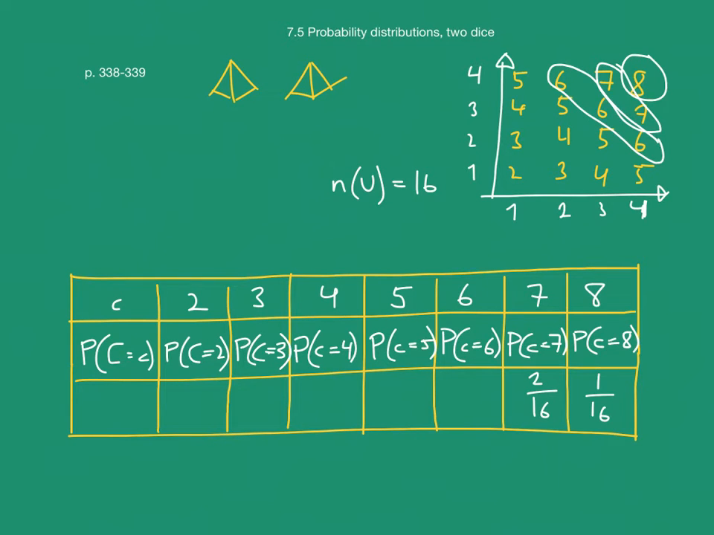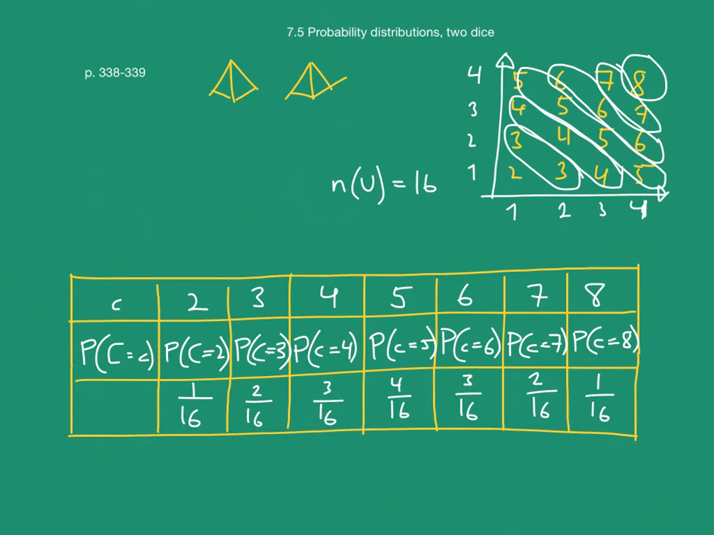The 6s, it's 3 out of 16. Then we have the 5s, 4 out of 16. And the 4s, 3 out of 16. And then the 3s, that's 2 out of 16. And then 1 out of 16 for the last 2 here.